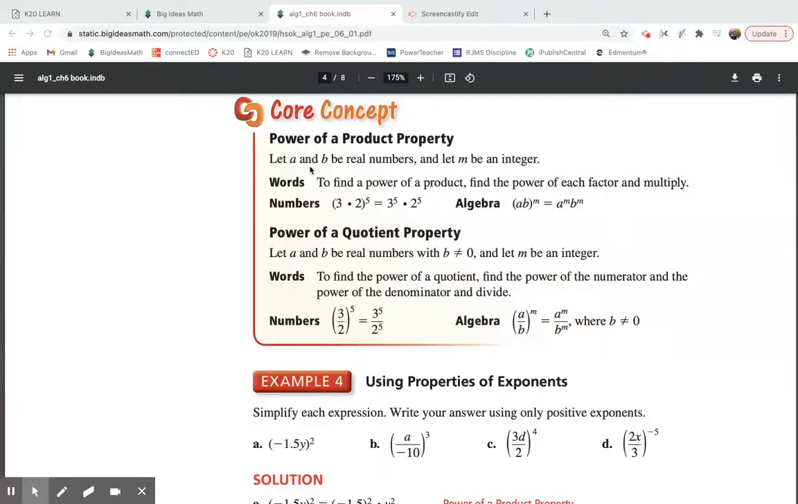Okay, so the next thing we have is power of a product and power of a quotient. So that's not quotient of a power. It's different, okay? So, for example, they use numbers just to make it easy, but some of these might be letters in your actual problems. It says to find a power of a product, find the power of each factor, and then multiply.